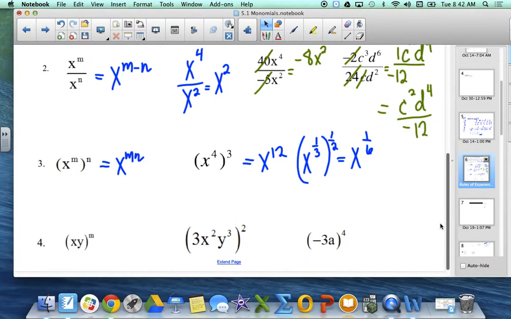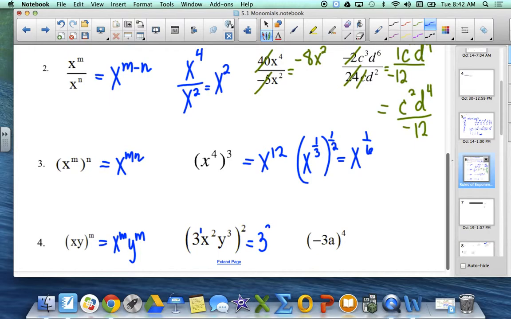All right. So the next rule says xy to the m. That's x to the m, y to the m. So here, my example, that's 3 to the 1st power, so that's 3 squared, x to the 6th, x to the 4th, y to the 6th, so that's actually 9x to the 4th, y to the, I screwed that up, y to the 6th.